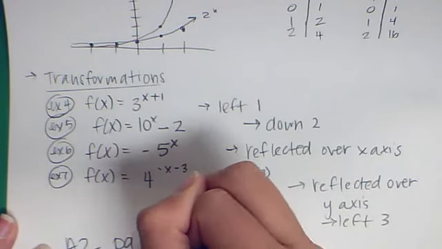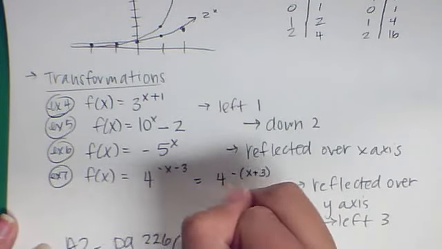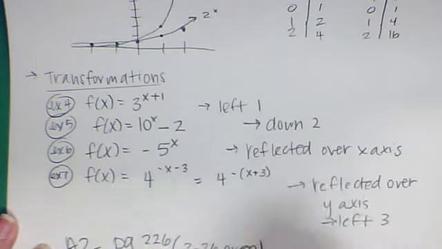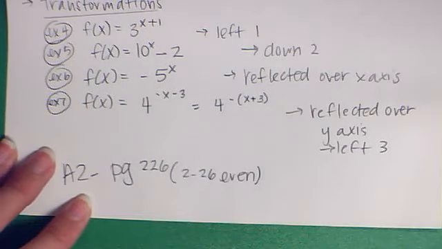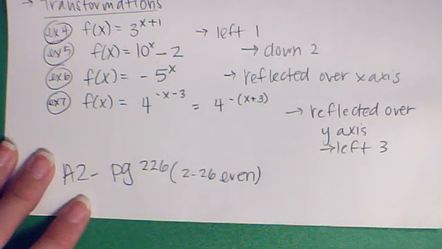It's A2, it's page 226, and it's numbers 2 through 26 evens only. On a lot of this, you will be using the calculator. If you have other questions, be sure to let me know when you're in class next.